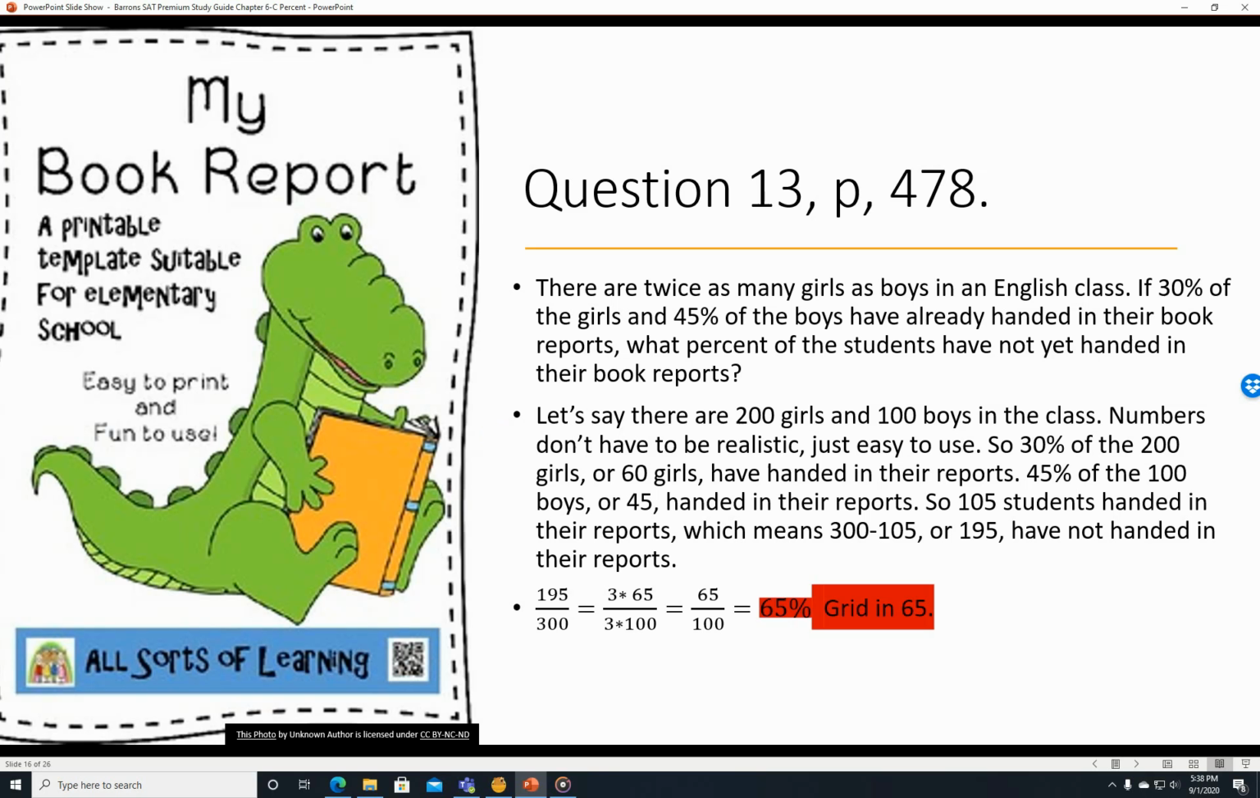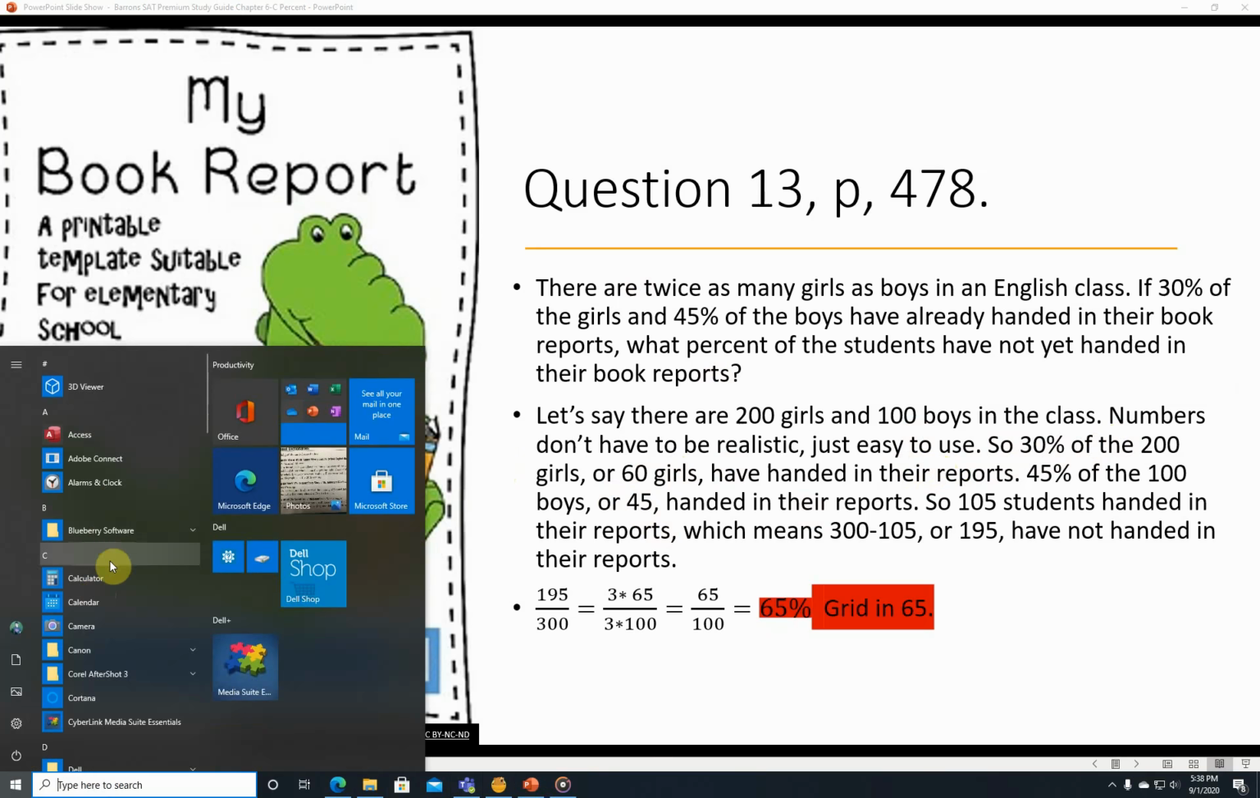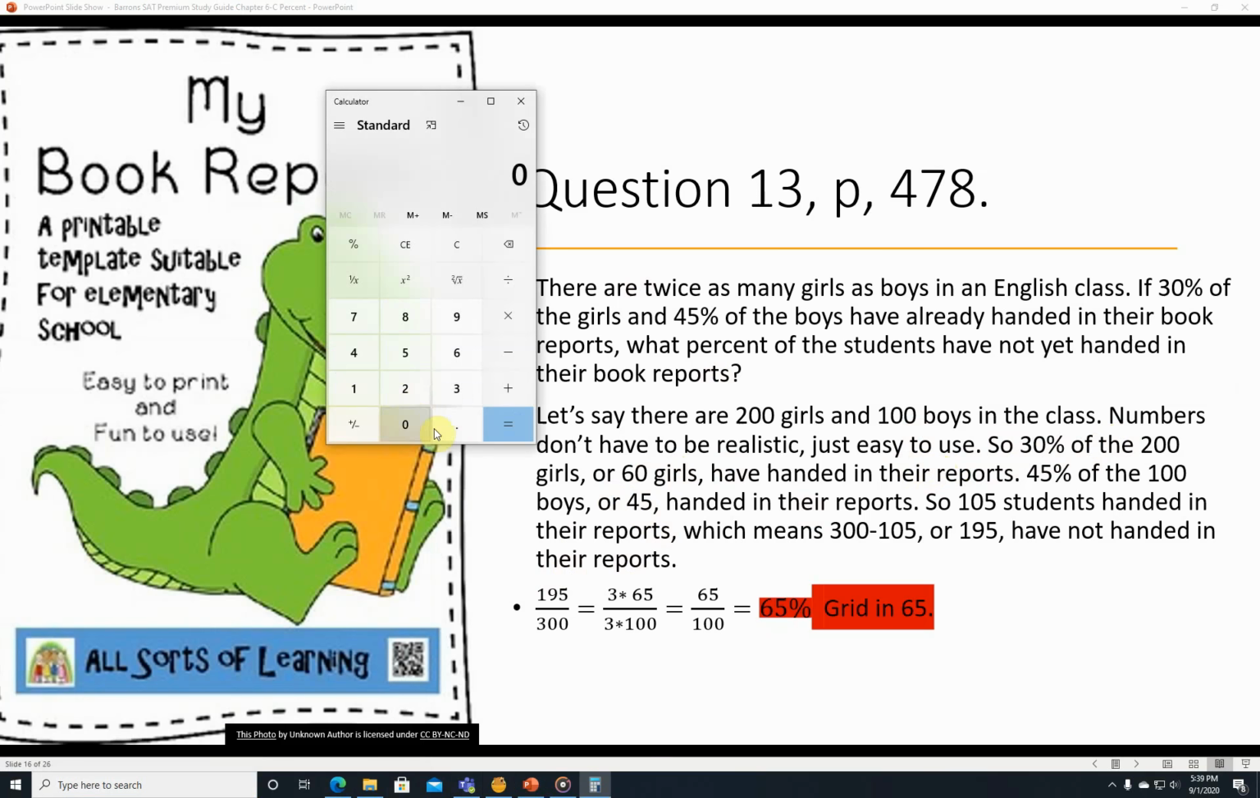Let's say there's 200 girls and 100 boys in the class. So we're going to have 30% of the 200 girls, that would be 60 girls, have handed in their reports. So in case you don't believe me, here we can check it. Just go, all right, 30%, so 0.3 times 200, boom, 60.